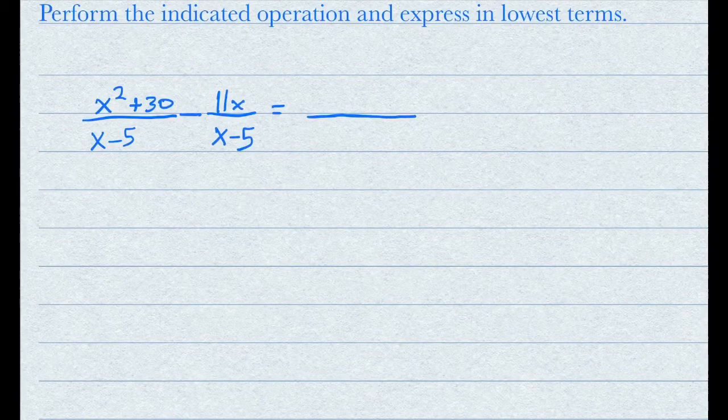You can write the denominator first. It's going to be x minus 5. Then you can go ahead and write all the parts of the numerator. So you have x squared plus 30. You can write the minus 11x at the end.